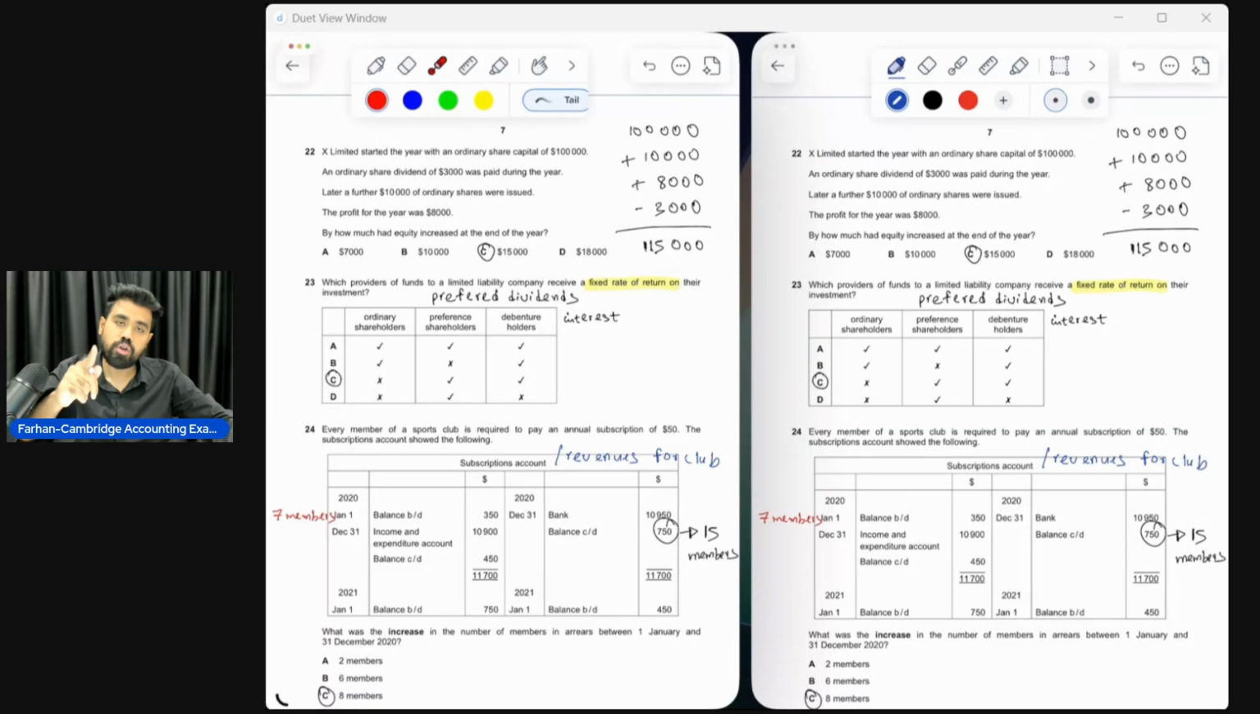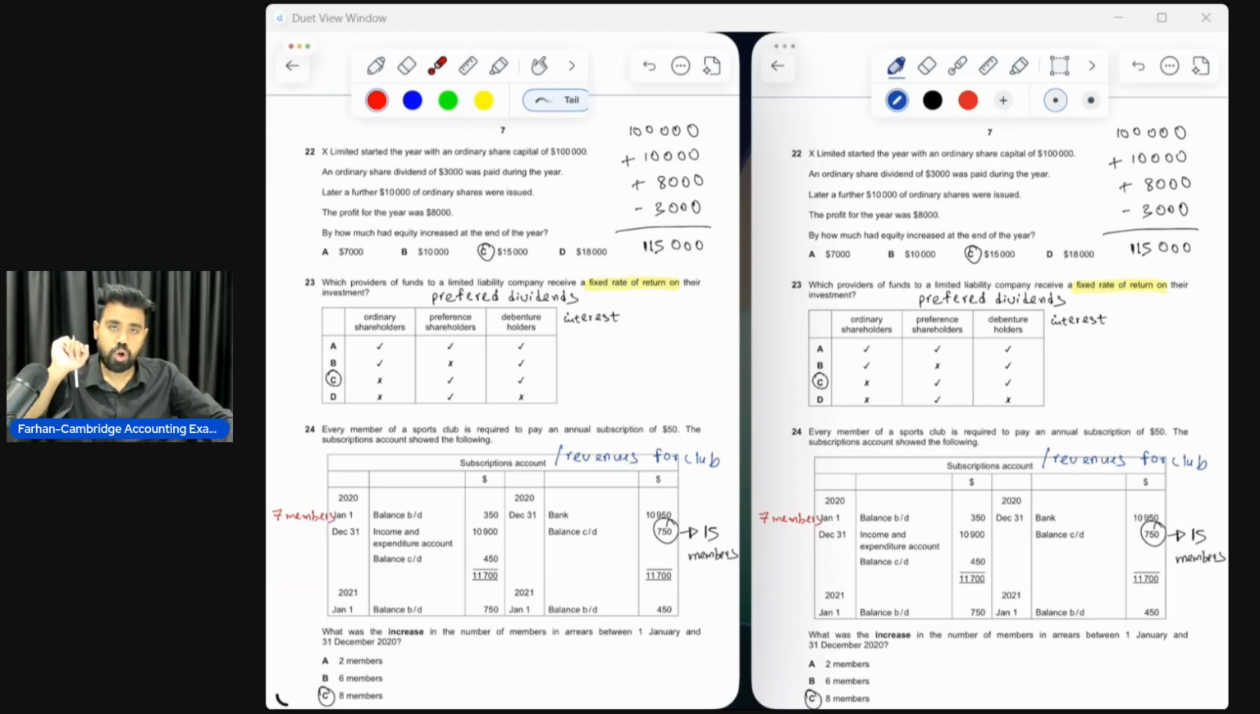But what you have to know is that preference shareholders are the big investors who initially invested money in the company to get it up and running and then eventually listed in the stock market, all right? And these guys, being the big dudes, are always entitled to a fixed rate of return.